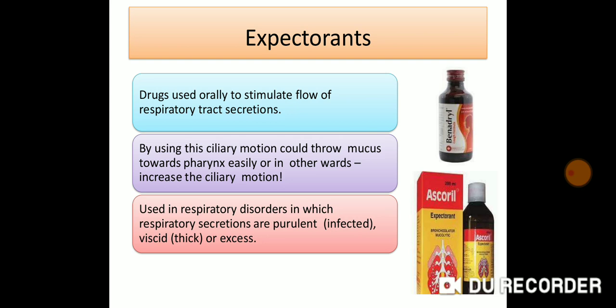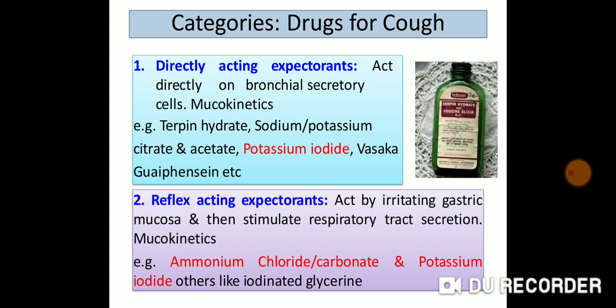So, cough again is of two types: one is wet cough, another is dry cough. In wet cough, sputum is expected to be thrown out of the body through the mouth, and in dry cough, there is dried mucus deposited at the bottom of the lungs and the body tries to remove it from its place. So, categories of drugs for cough. Expectorants are the drugs which are used to relieve cough.